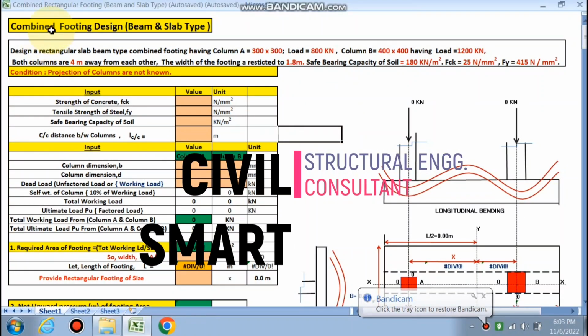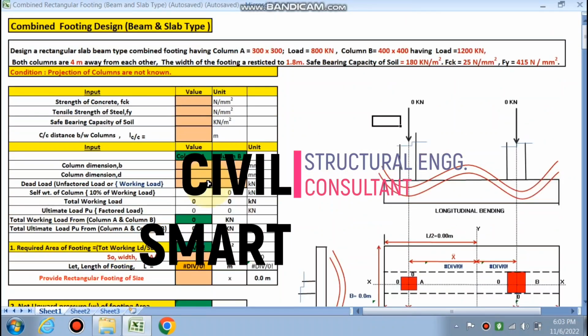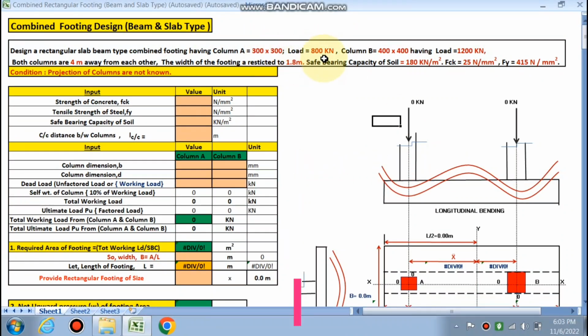Today we are going to design a combined footing which is beam and slab type. We have already done a slab type combined footing, so now we are going to design a beam and slab type. So we have this type of problem, that is column A having a load, this much is the size of the column A and the load is 800 kN.